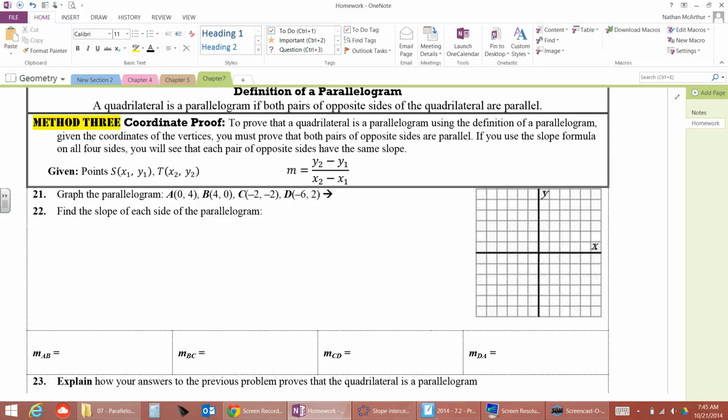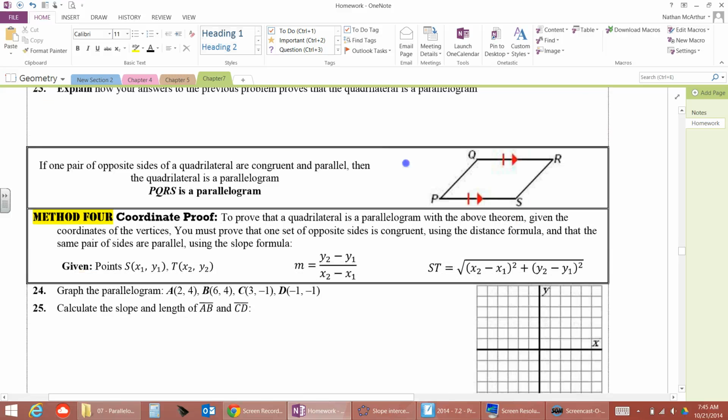Coordinate proof, we're doing parallel now. So the definition that we're using right here says opposite sides of the quadrilateral are parallel. So that means that I have to use the slope formula and solve for the slope. So I'm going to graph it over here somewhere like this, and then I'm going to use the points, and I'm going to show that they're parallel by plugging in the values into here. Remember to make sure you graph it and to show that they're parallel for each piece.